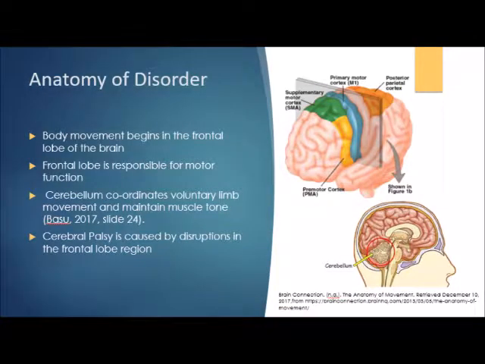Body movement begins within the frontal lobe of the brain, which consists of the primary motor cortex, supplementary motor cortex, and premotor cortex, as shown on the diagram here. The frontal lobe is the brain region responsible for motor function, along with the cerebellum, which is involved in coordinating voluntary limb movement and maintaining overall muscle tone.